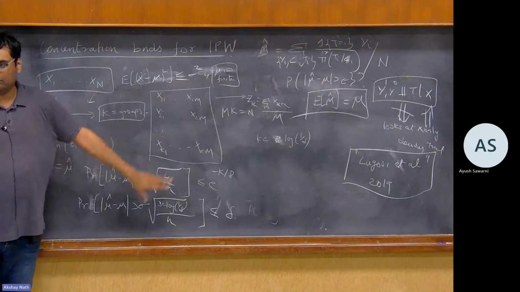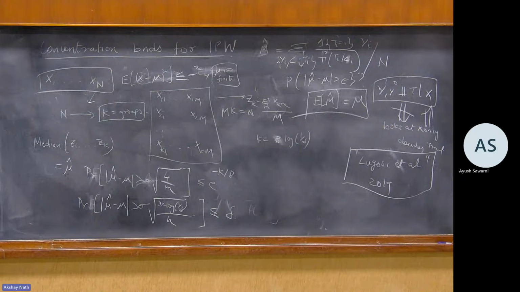All I need is some variance bound. Once the variance is finite, I just give you a form. Basically, it excludes distributions like Cauchy, where even the mean doesn't exist.